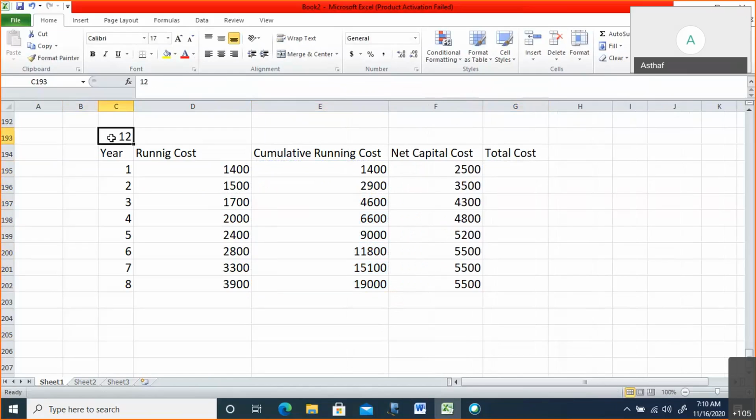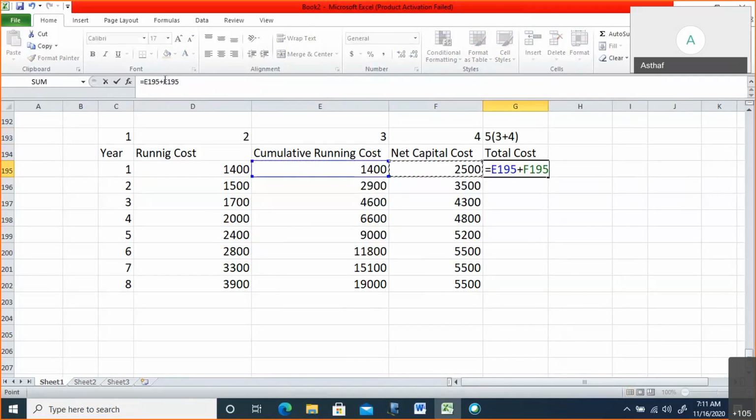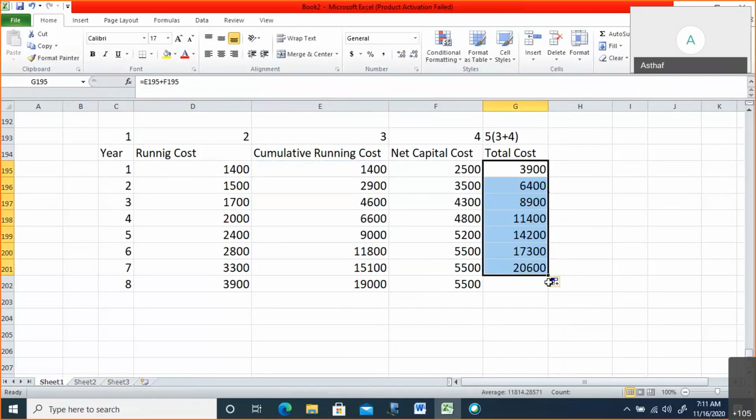1, 2, 3, 4, 5. Total cost is nothing but we have mainly two: running cost and net capital cost. So both have to be added. That is what is called total cost. So how will it be? 1,400. So this you have to add. So now we need to find out the rest.